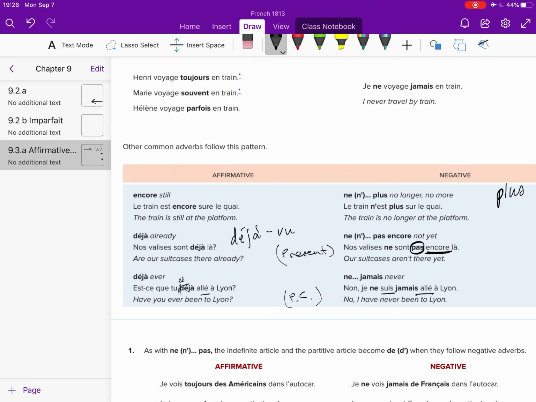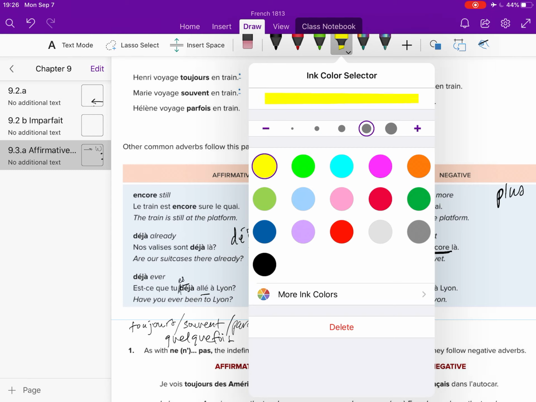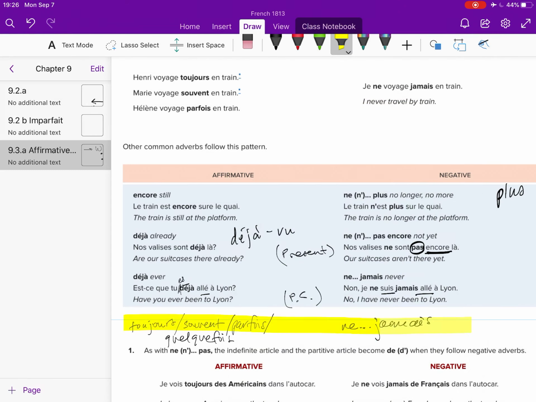So one of the other opposites, add a section here, is any of those words for frequency. So toujours, souvent, parfois, quelquefois, which means sometimes. That would be the opposite also of ne jamais, right? If I always do something, je fais toujours du ski. The opposite is I never do something. Je ne fais jamais du ski. Okay? So maybe I'll just highlight that one so that you guys kind of remember to add that on.